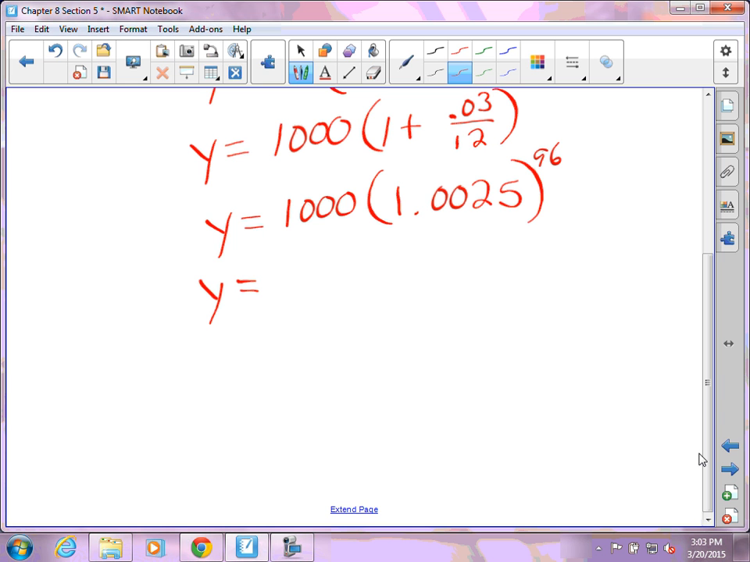So that is essentially exponential growth using money compounded different ways.